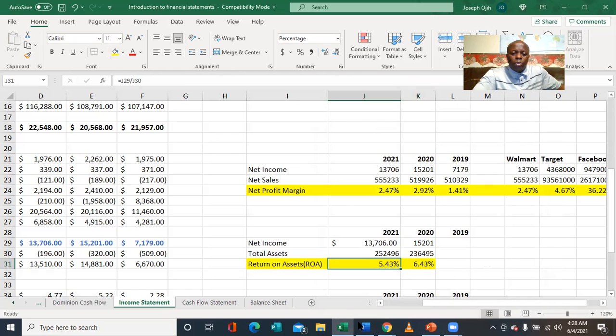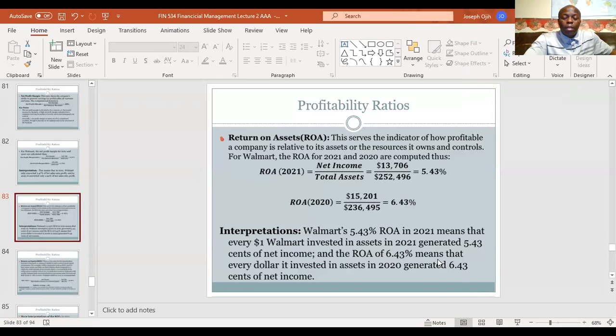So let me show you how this can be interpreted. Like I said, many analysts use it to check how profitable a company is relative to the assets they own. Now, in 2021, it is 5.43%.